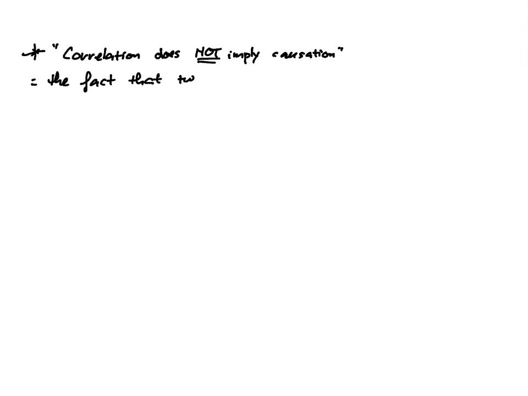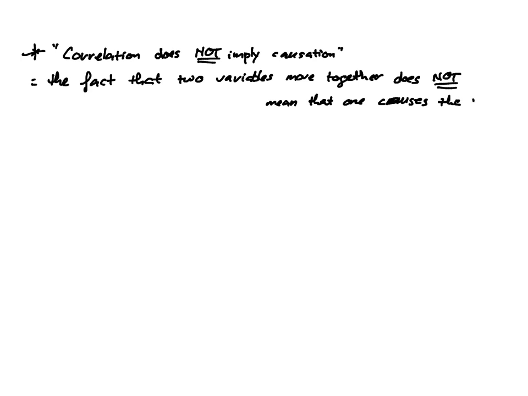So you probably have heard of the following phrase. People usually say that correlation does not imply causation. This simply means that the fact that two variables move together does not mean that one causes the other. So you want to be really careful when you look at correlation.